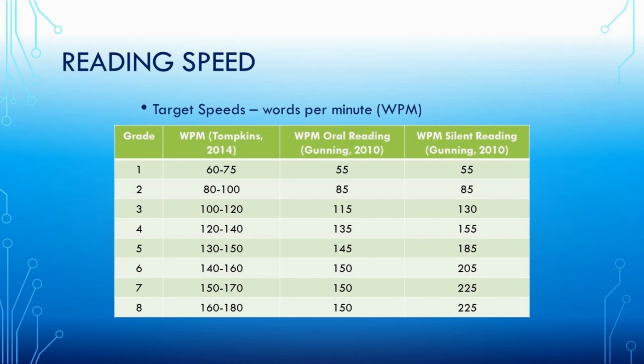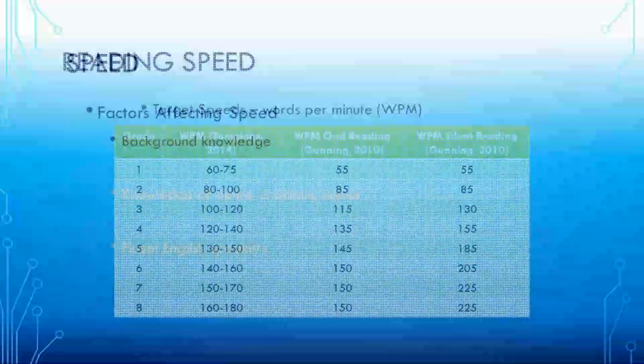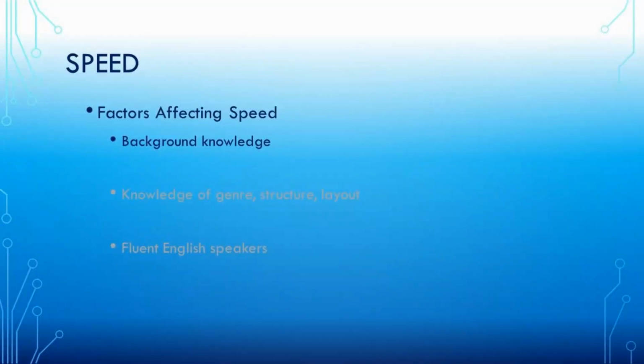Silent reading is faster and more efficient than oral reading. Beyond second grade, silent reading speed should exceed oral reading speed. There are factors that affect how fast a student reads. First, a student's background knowledge about the topic being read can affect the speed. If it is something that the student knows a lot about, his or her reading will be faster. This is one reason why it is important to activate background knowledge before reading.